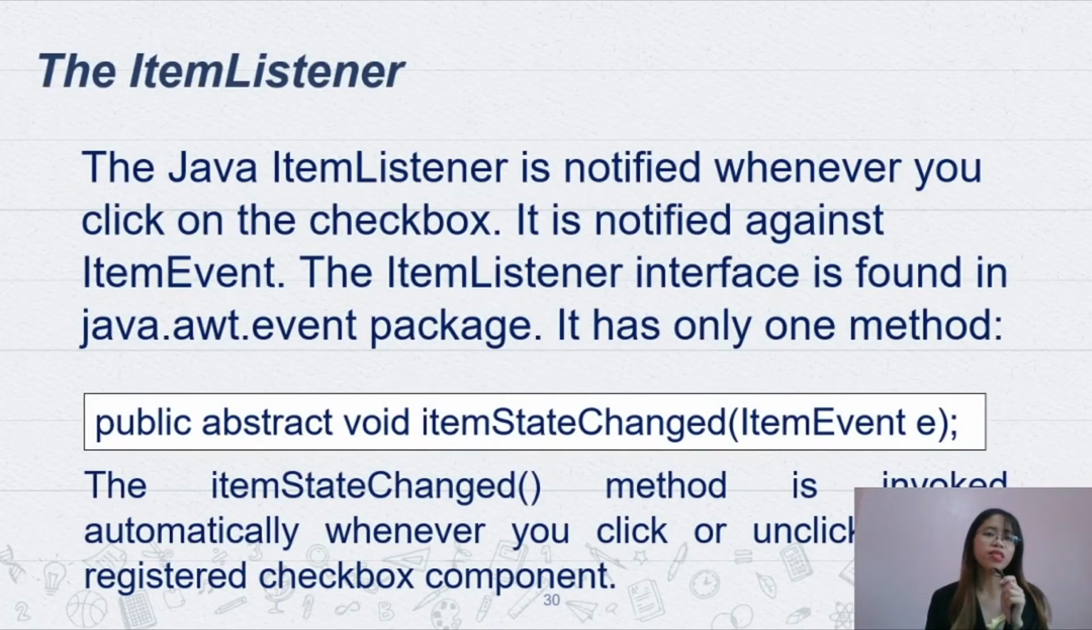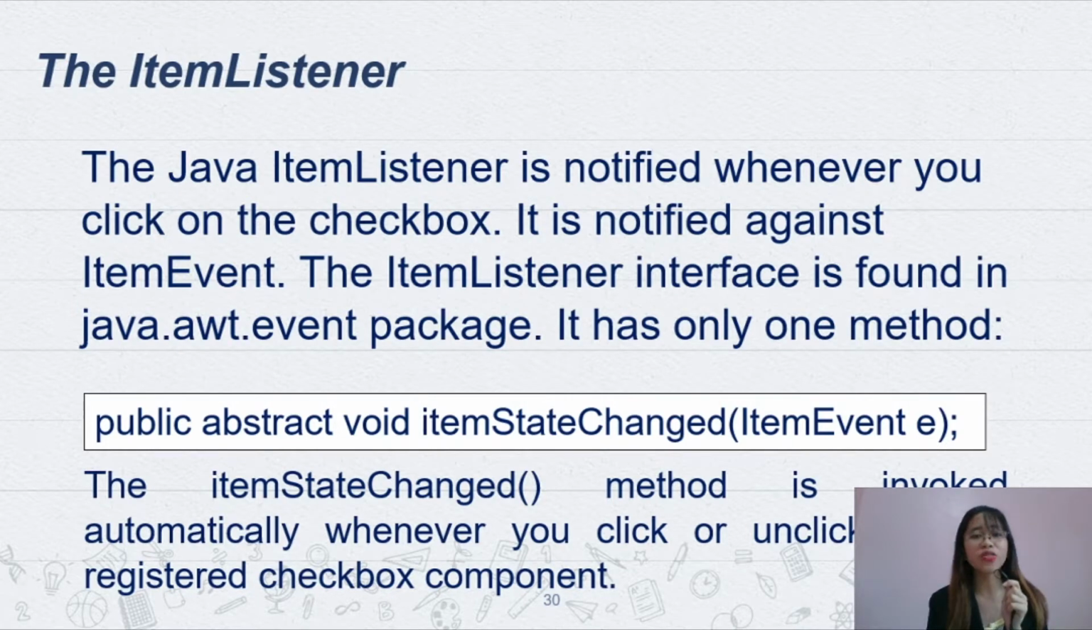Okay, so item listener is usually utilized in checkbox and radio buttons, wherein meron tayong mga selections na pwedeng piliin. So, item listener is an interface that is notified whenever you click on a checkbox. So, if you click on a checkbox, marirecognize siya ng listener. And also if it is unchecked or unclicked by the user. So it is notified against the item event.